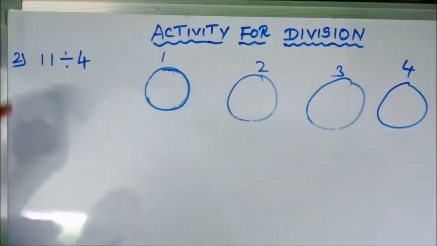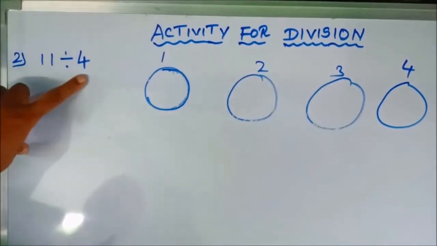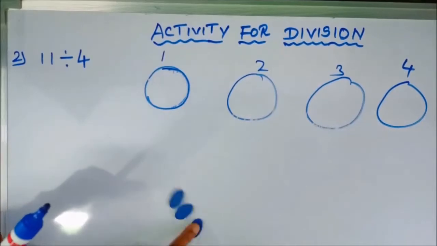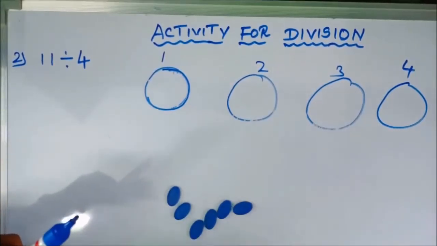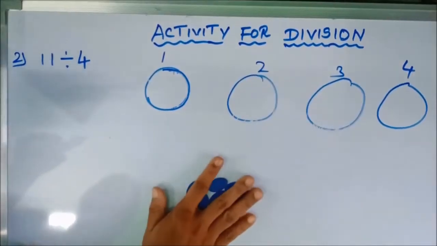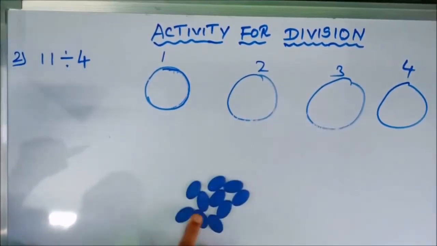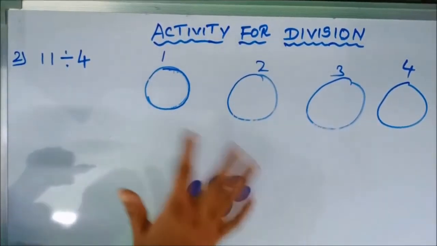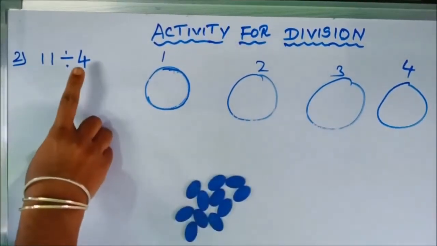Next, children, we are going to see another sum, that is 11 divided by 4. For that you have to take 11 things. See, 1, 2, 3, 4, 5, 6, 7, 8, 9, 10, 11. I have taken 11 things. Now I am going to divide these 11 things into 4 equal parts. Why are we dividing these things into 4 equal parts? Because our divisor is 4.